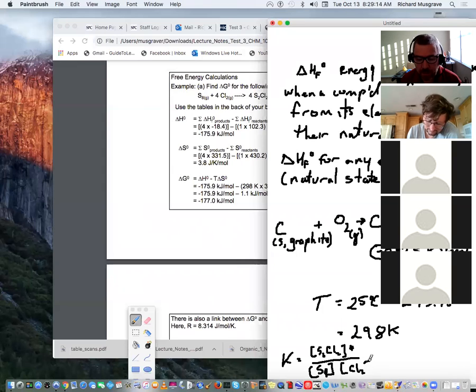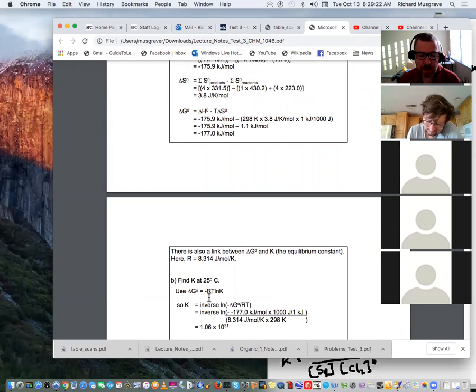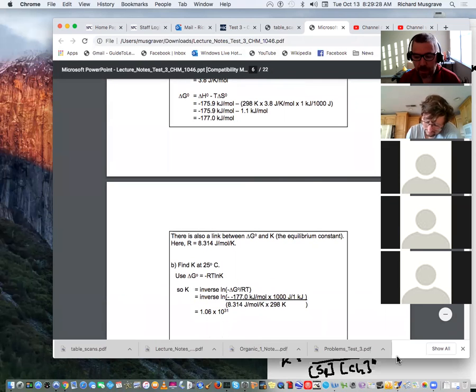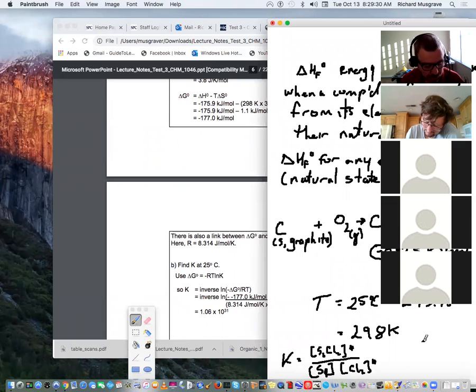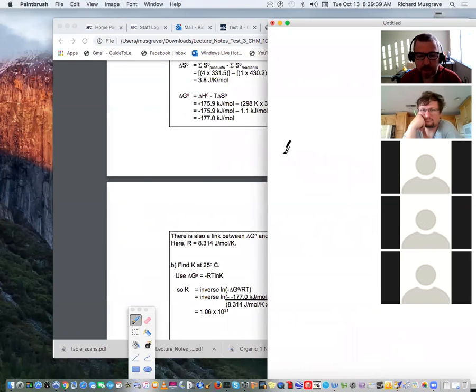So that value there, the equilibrium constant, we can actually calculate using an equation. Delta G naught equals negative RT ln of K. I'll go ahead and show you the math for the rearrangement. This is an equation you don't have to memorize. I give it to you. So what we're doing is trying to isolate K here.